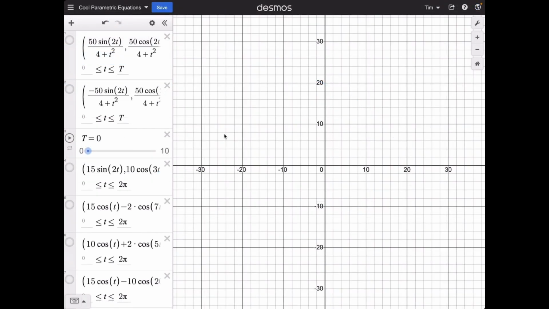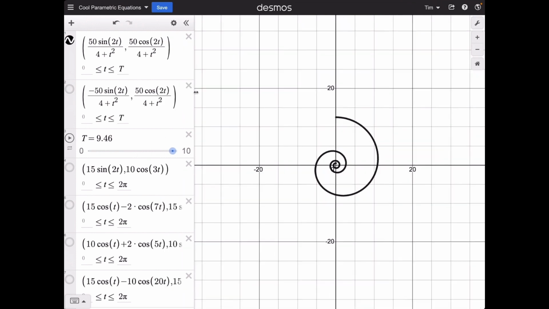Now, before we get to further examples, I wanted to show you just how cool parametric equations are with some really neat examples. So to start with, let's take a look at this parametric equation. We get a spiral. And if we change this up a little bit, if I do the same parametric equation but just make the x component negative, then we get another spiral. And this just looks trippy and cool.